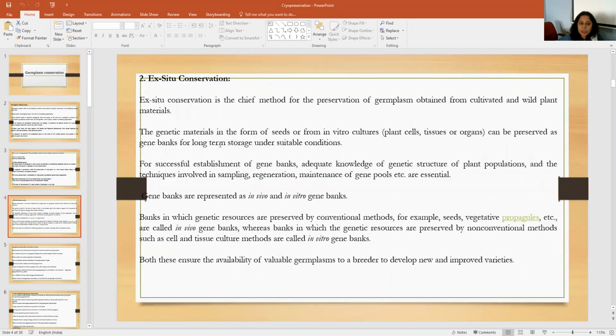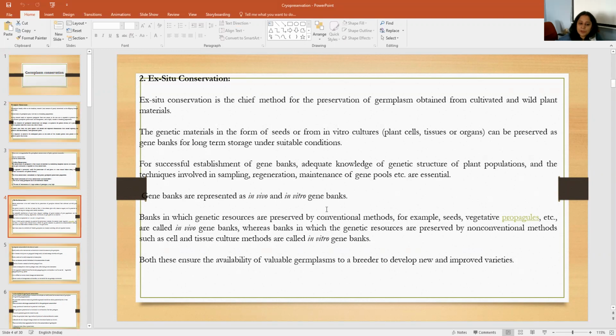The other one is ex situ conservation. Ex situ conservation is a chief method for the preservation of germplasm obtained from cultivated and wild plant material. The genetic material in the form of seeds or from in vitro culture can be preserved as gene banks for long-term storage under suitable conditions. For successful establishment of gene banks, adequate knowledge of genetic structure of plant populations and the techniques involved in sampling, regeneration, and maintenance are essential.